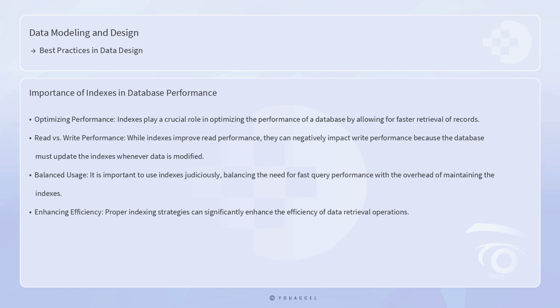Indexes play a crucial role in optimizing the performance of a database. They allow for faster retrieval of records by providing quick access paths to the data. However, while indexes improve read performance, they can negatively impact write performance because the database must update the indexes whenever data is modified. Therefore, it is important to use indexes judiciously, balancing the need for fast query performance with the overhead of maintaining the indexes. Proper indexing strategies can significantly enhance the efficiency of data retrieval operations.